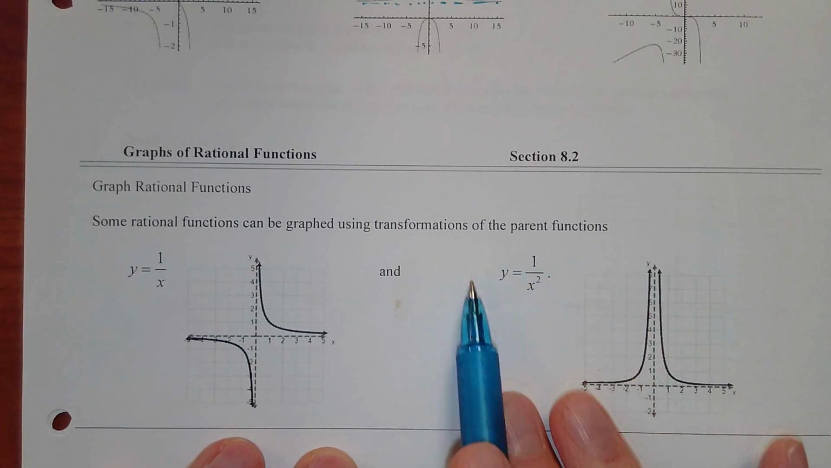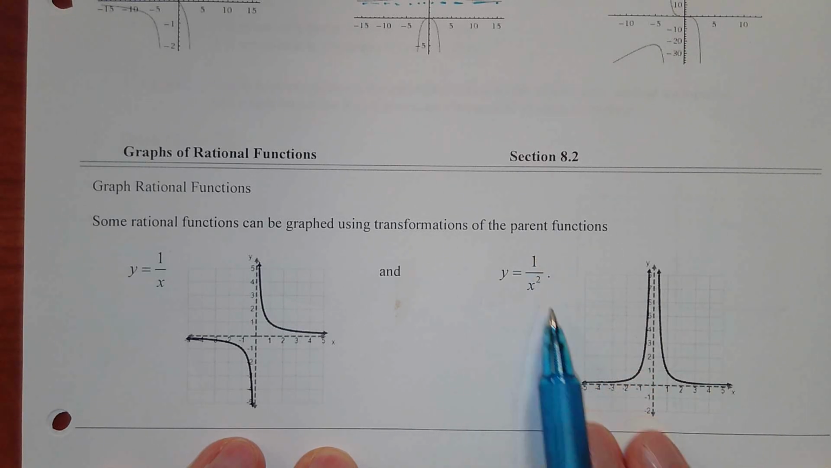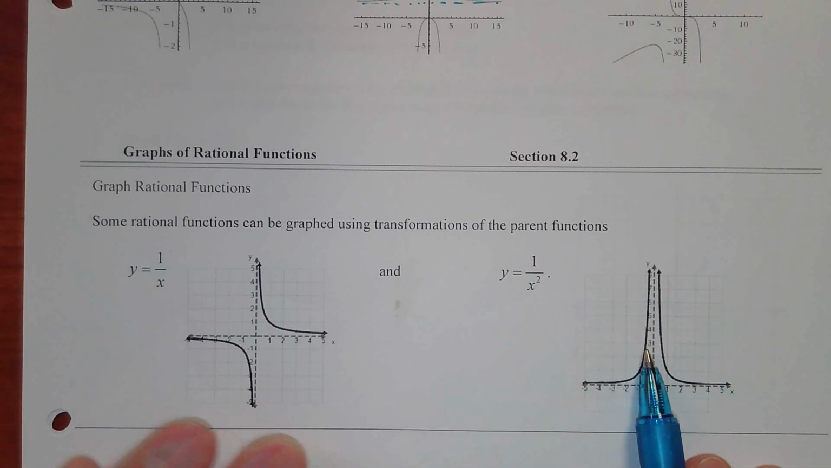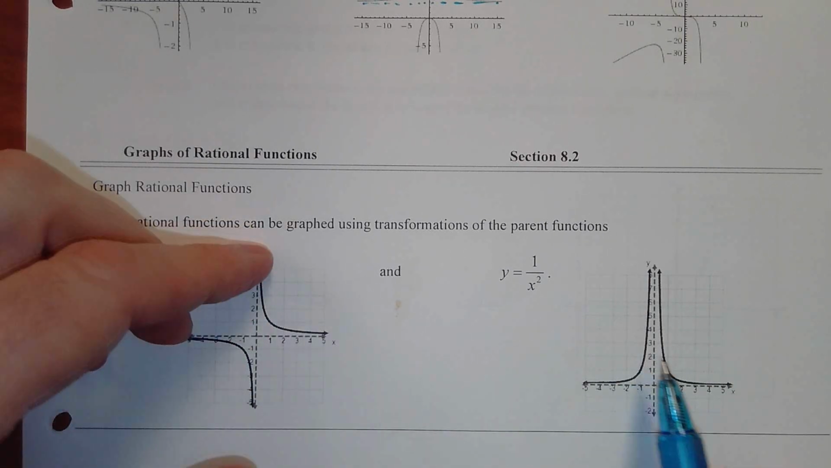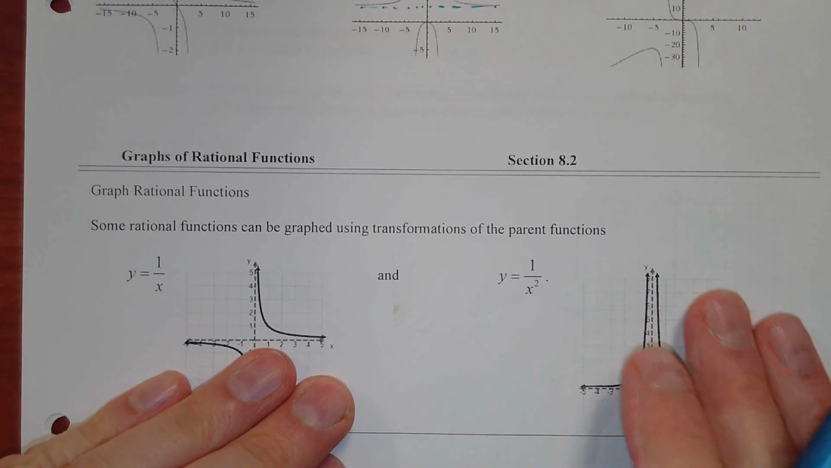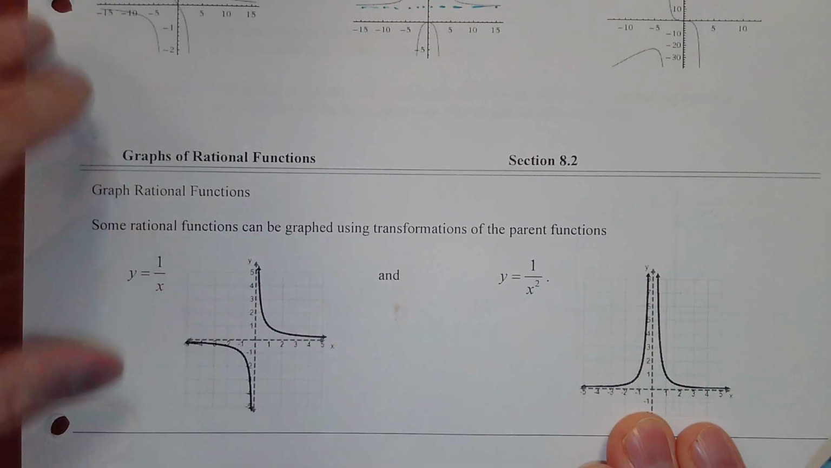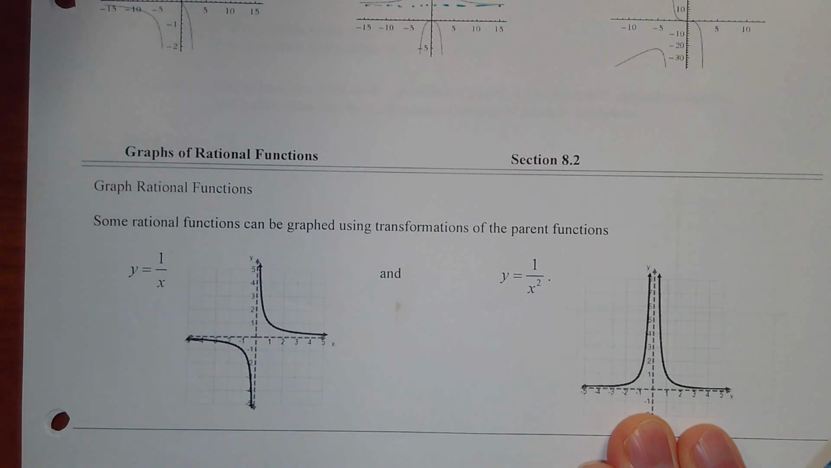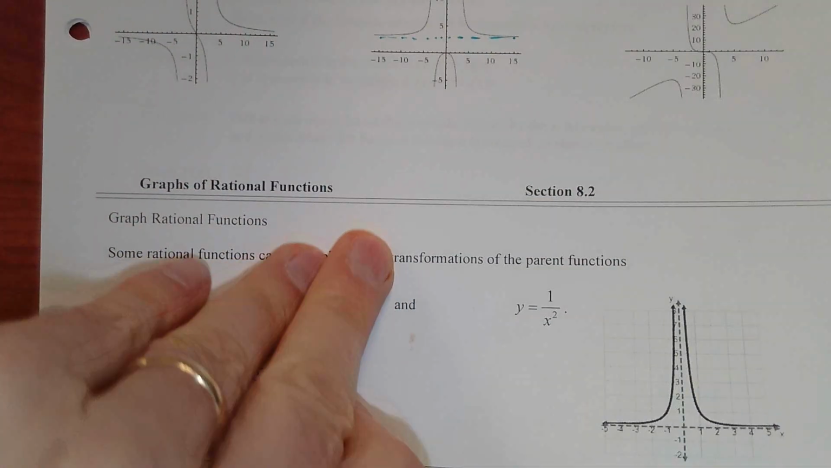If we take a similar function of y equals 1 over x squared, it looks like this. It's like this gets squared, becomes positive, and it's made steeper because the power is higher. But we can also graph this by the techniques of shifting, stretching, and reflecting. So let's take a look at that.